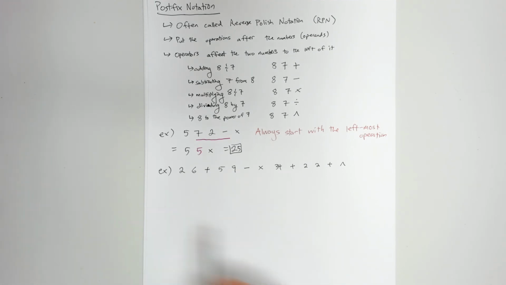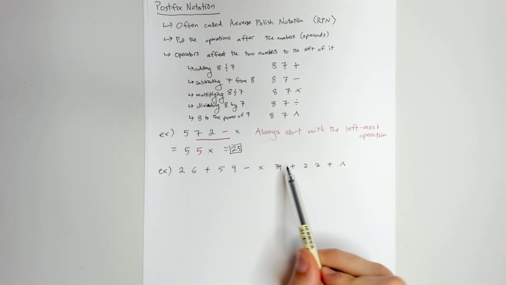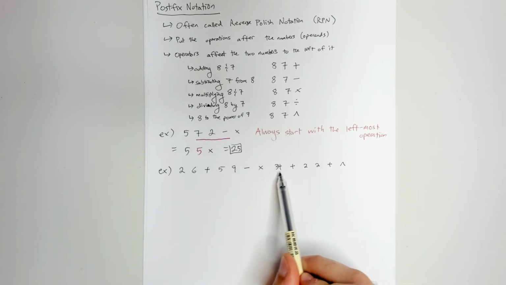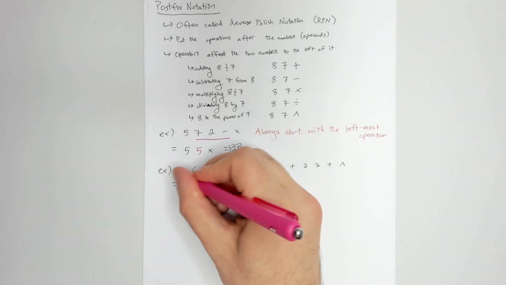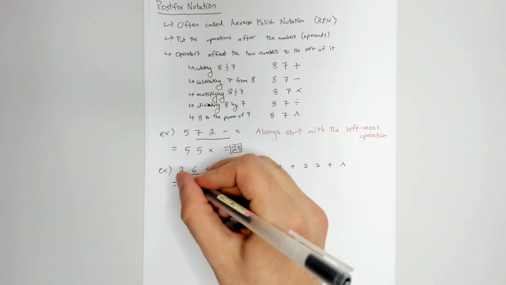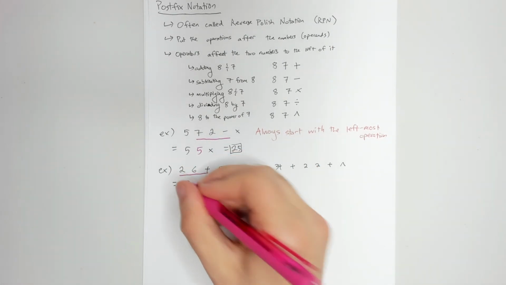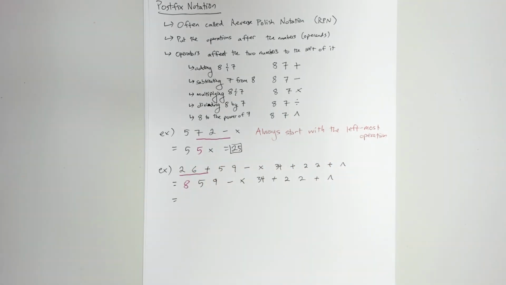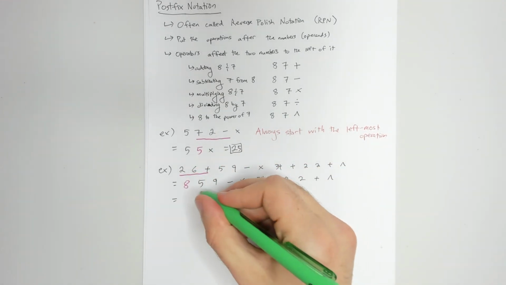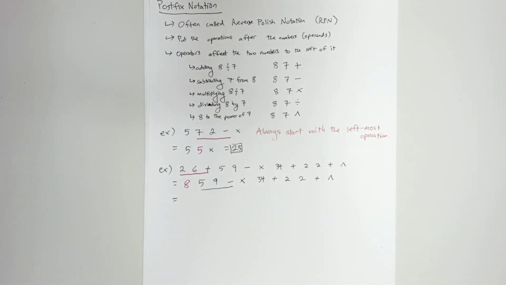All right, so now let's try this one. It's a bit longer. And keep in mind, this is a 34, not a 3 and a 4. There's no space between them. Of course, always try these out for yourself first if you're feeling comfortable with it, but we're going to go through this together now. Again, we always start with the leftmost operation, which in this case is the plus. We start by evaluating 2 plus 6. That is going to be 8. And then we just write everything else out like normal. Now we do the next leftmost operation, which is subtraction. So we're doing 5 minus 9 next. 5 minus 9 is negative 4.